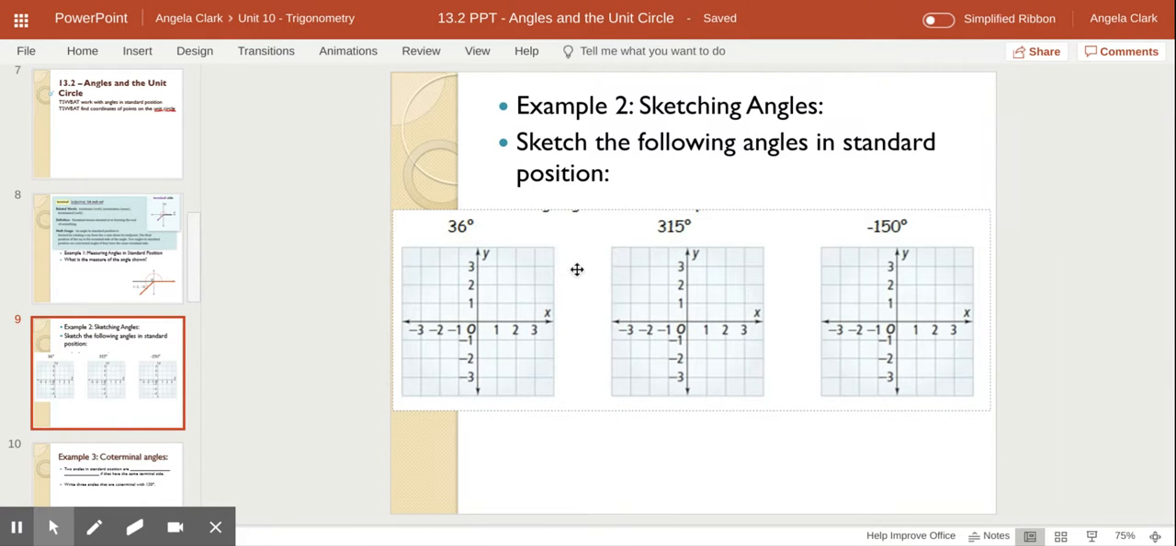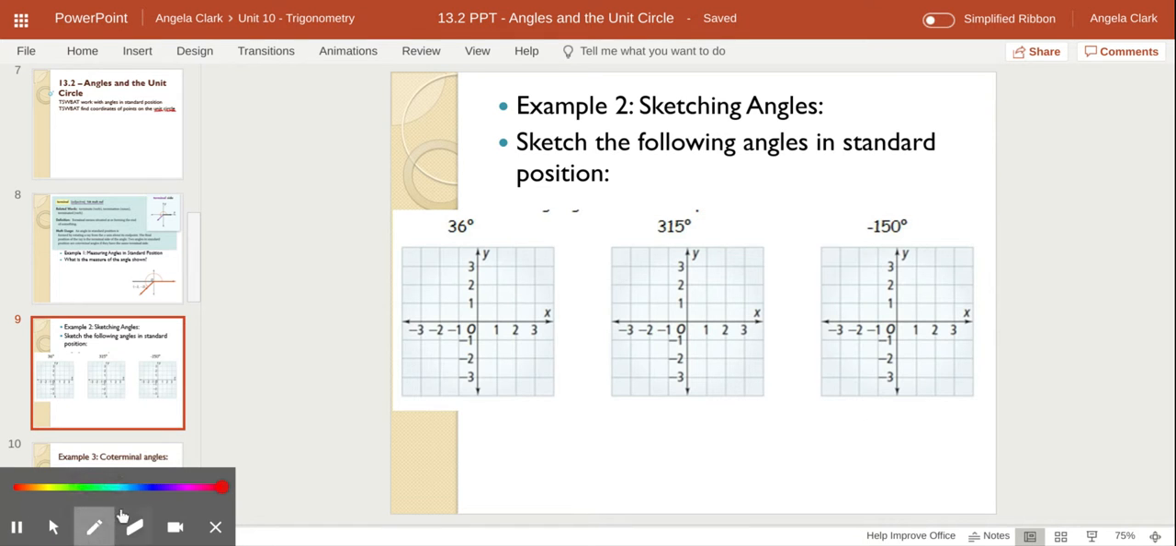In this video, we're just going to be sketching some angles in this first example. Might be all I'm doing in this video. Might be a short video. We'll see. So first of all, you always have the positive x-axis as your starting point. And then this is asking for a 36-degree angle.